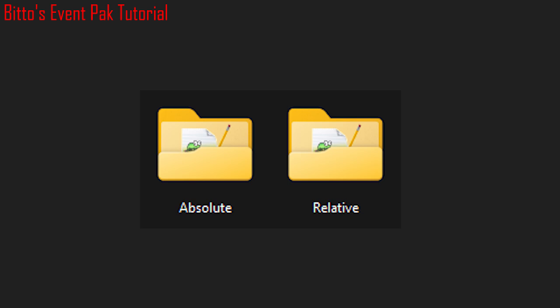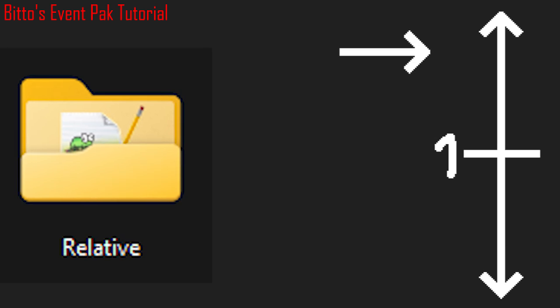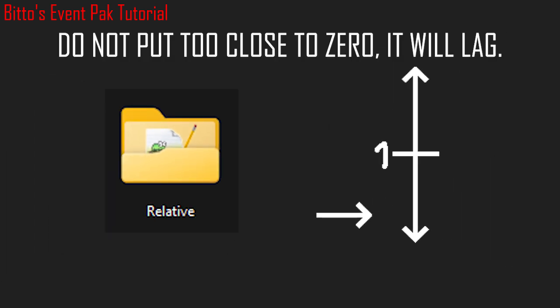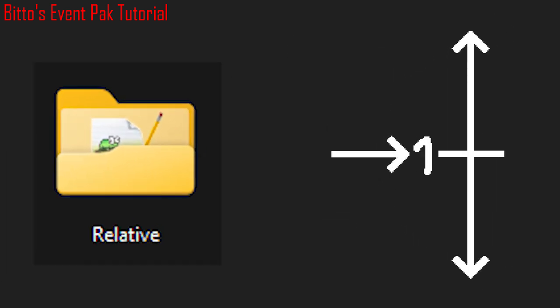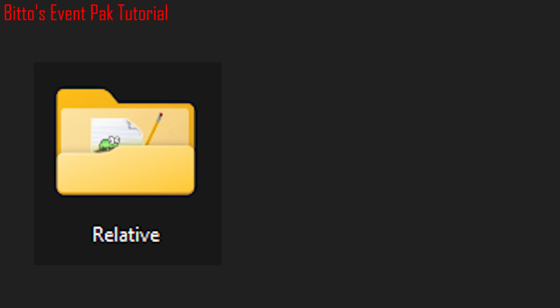It's used a bit differently from V2, but there is a way to convert, which I'll be explaining at the end of the video. First, the relative version. This one is meant for beginners and is the simpler option. You put above 1 to zoom in, below 1 to zoom out, and, of course, 1 to go back to the stage's original zoom.